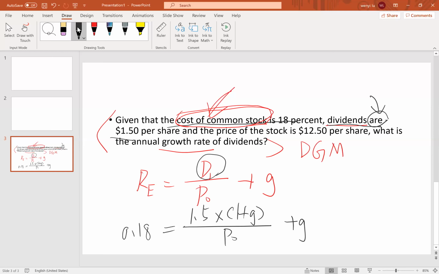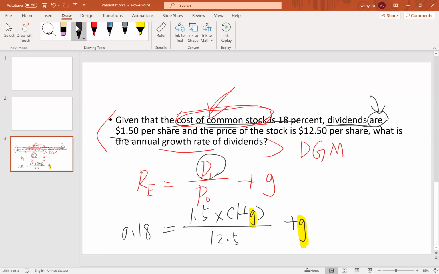What's the price? Price is 12.5. So you see one equation, right? One unknown variable, so it means you can solve this exactly. So let's solve this one together.